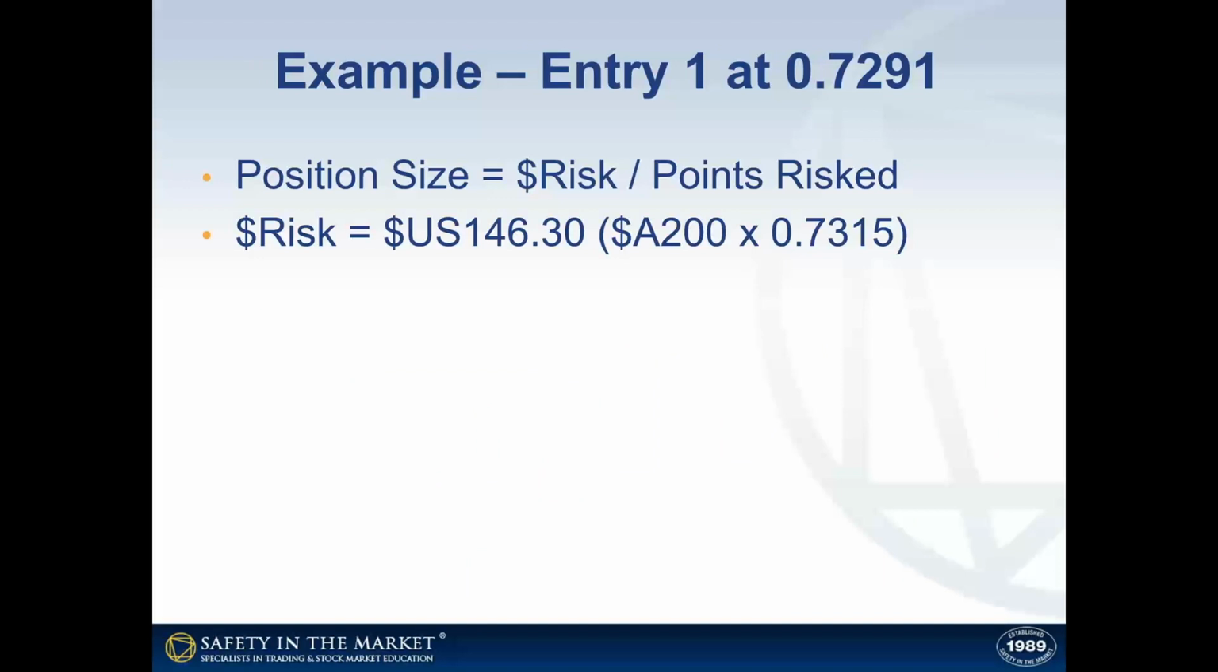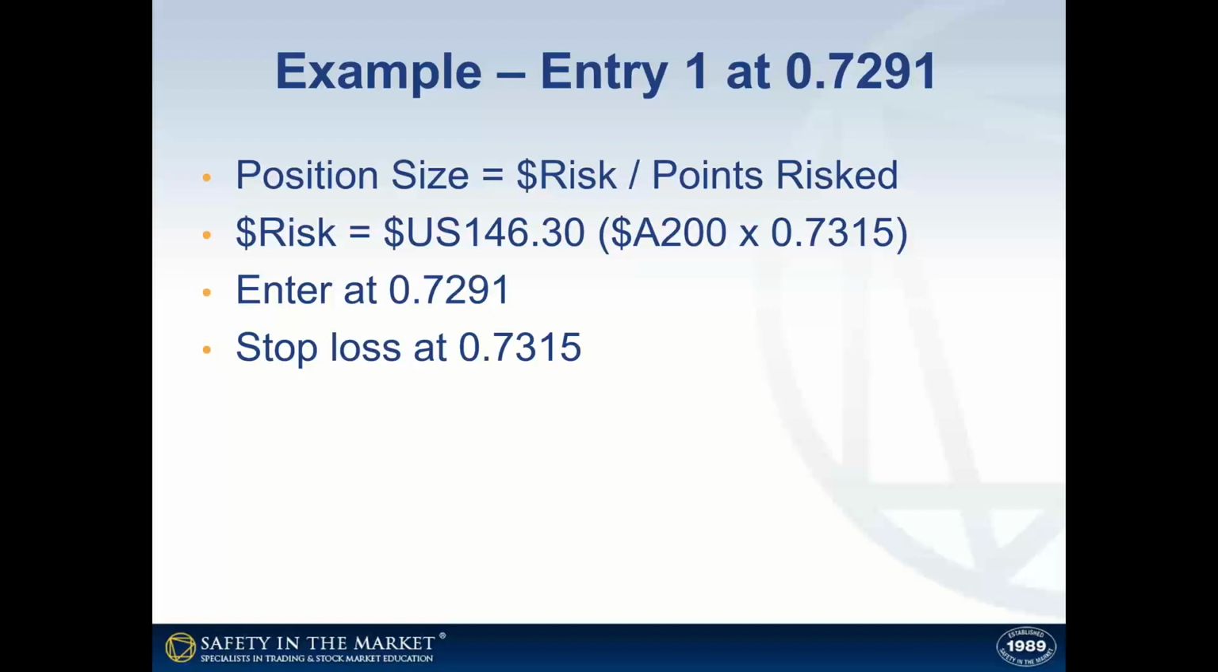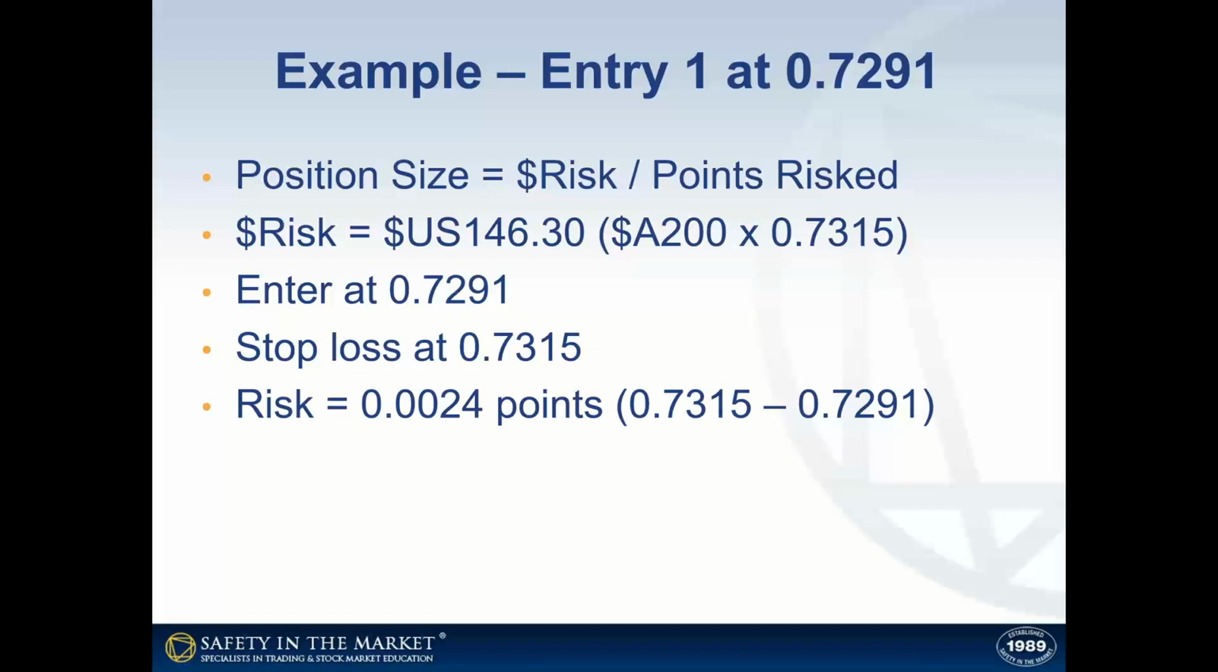But here we go. On this entry number 1 at 72.91, we use the figure for the stop loss, which is 73.15. We multiply that by our $200 risk, which is 2% of our $10,000 account, and that gives us a risk of $146.30. We're entering at 72.91 with a stop at 73.15. Do that on your calculator, work out the points risked on that trade, and you'll find that that is 24 points, which is 73.15 minus 72.91. And when I'm doing that on the calculator, I will just ignore the 0 point and I will just type 7315 minus 7291 and you get the same answer.